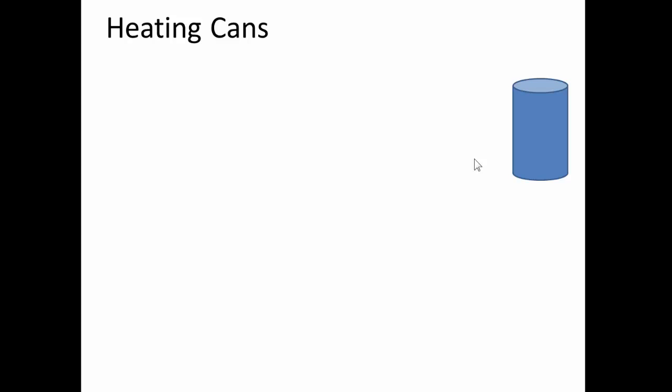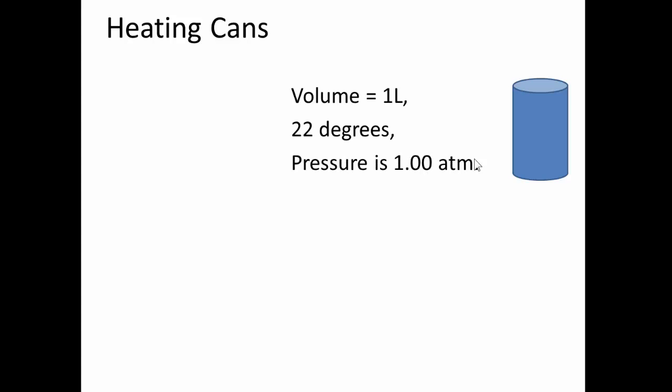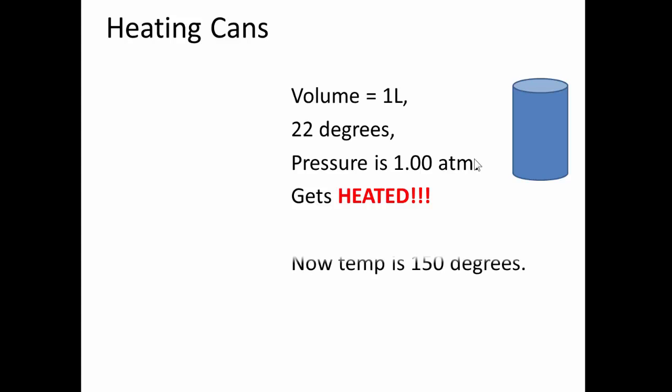In this example, we are heating some metal cans. Now the volume is 1 litre. We start at 22 degrees and the pressure is at 1 atmosphere. But we heat it, so it basically heats up, it gets to be hot. So now the temperature goes up to 150 degrees.